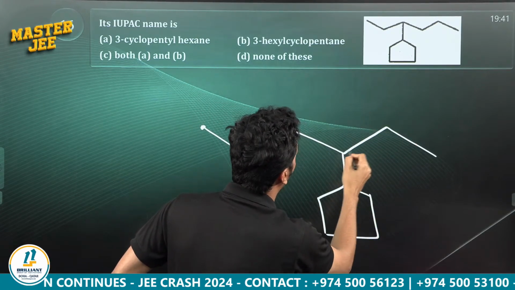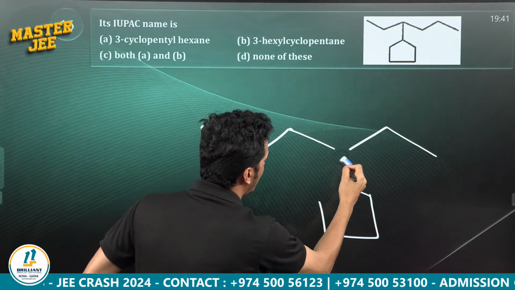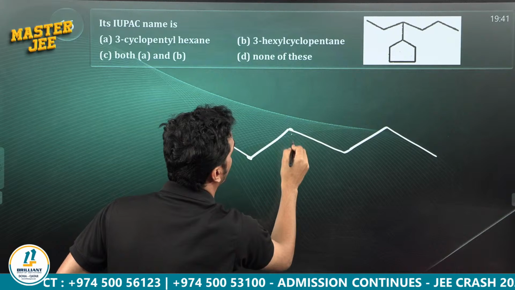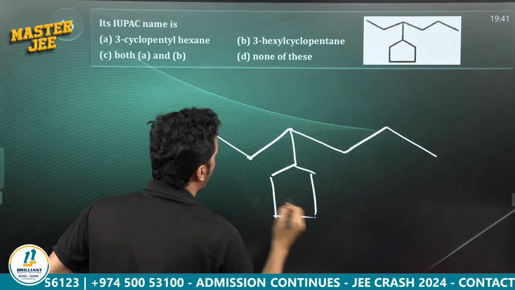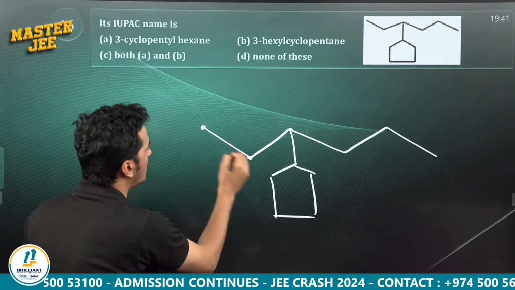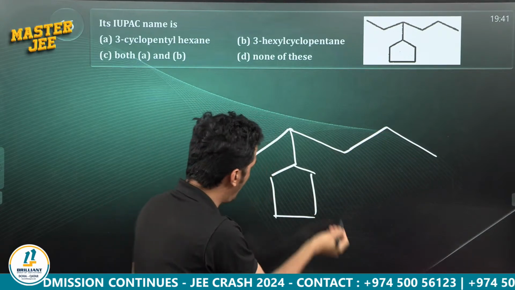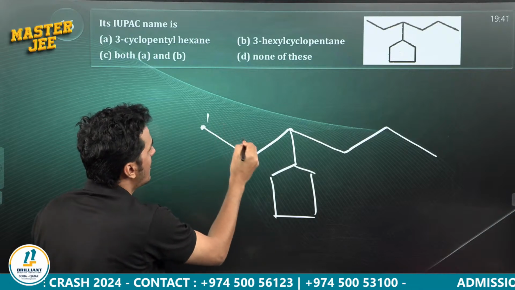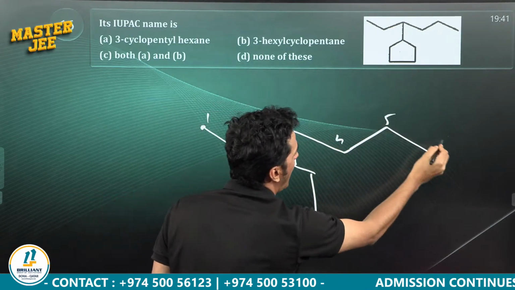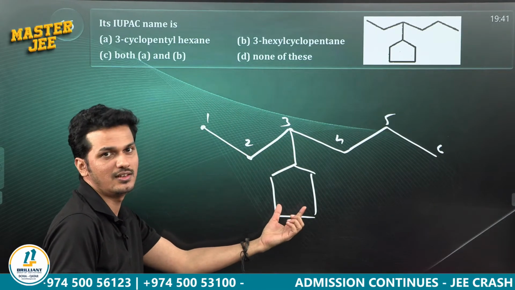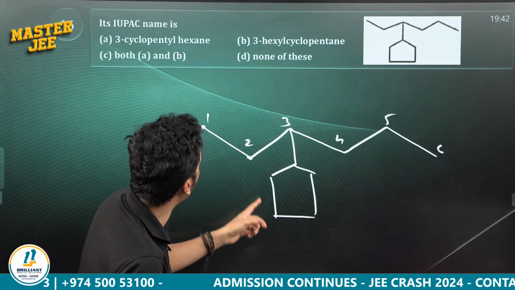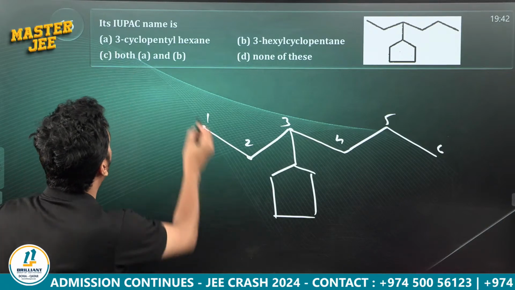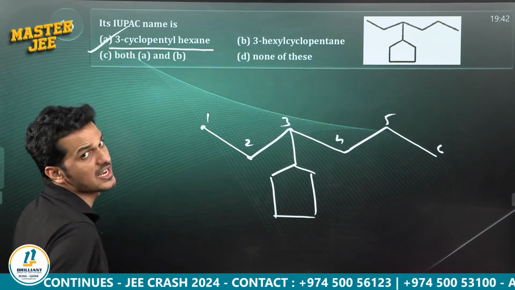I'll draw it here. This one will be coming here. So while I am counting this one, 1, 2, 3, 4, 5, 6 are there. But in the ring, only 5 is there. So that's why this is the branch. So 1, 2, 3, 4, 5, 6. So the third carbon contains the branch, which is cyclopentyl. So what's the answer? 3-cyclopentylhexane. Option A is the correct one.